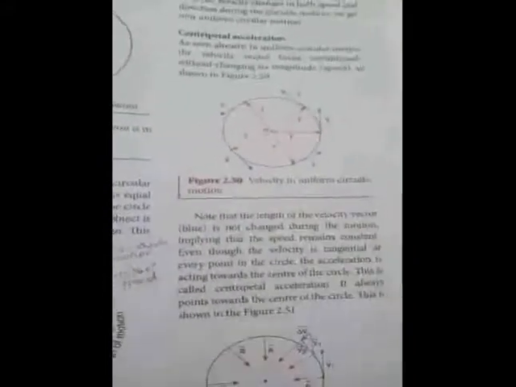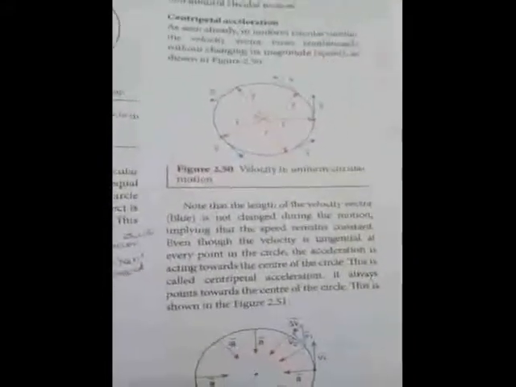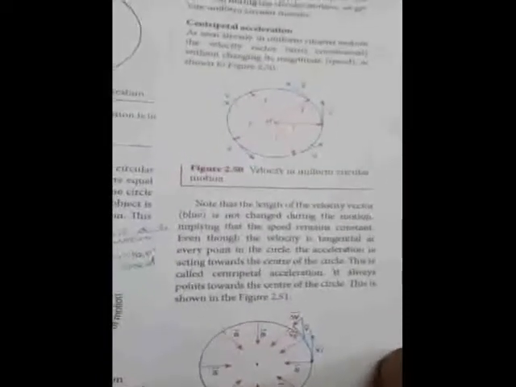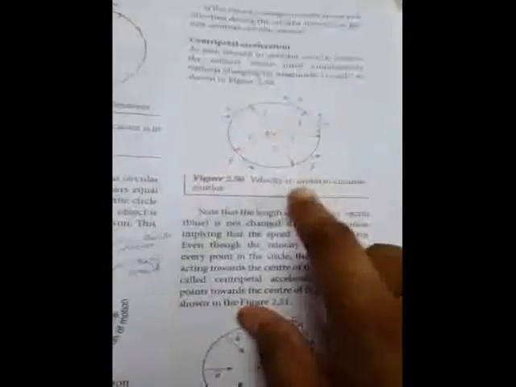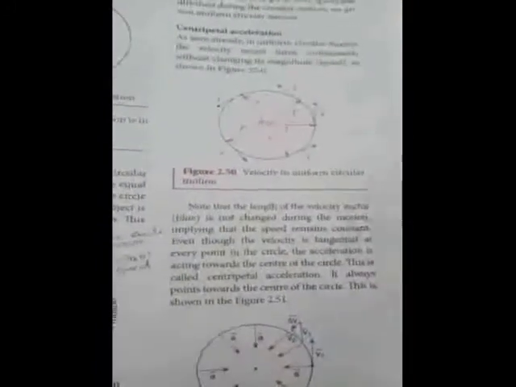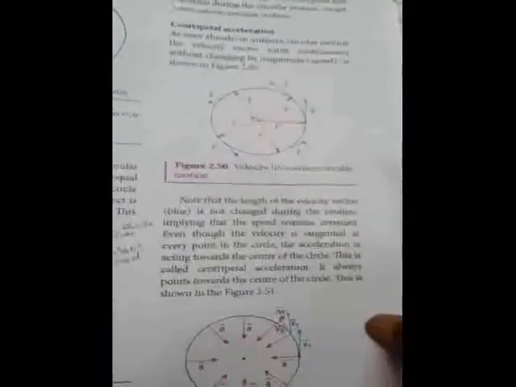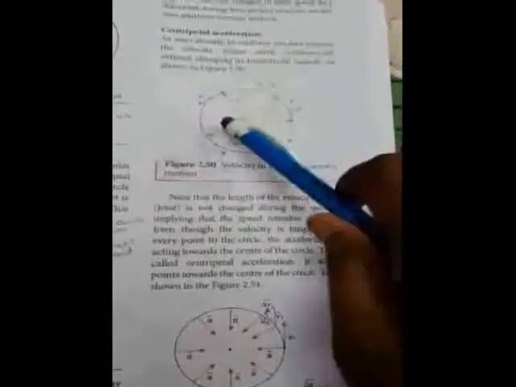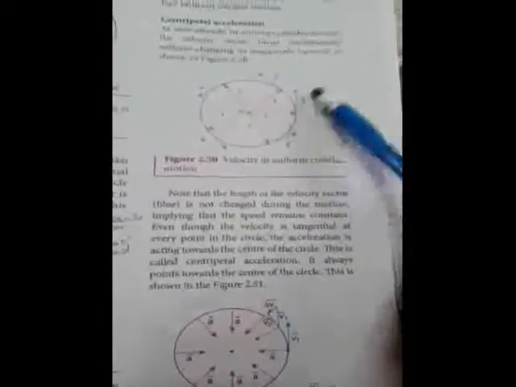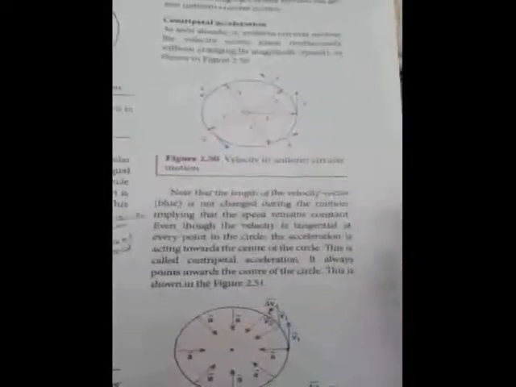Next is centripetal acceleration. We already know that acceleration is the rate of change of velocity. And what do we mean by centripetal acceleration? This centripetal acceleration comes only for uniform circular motion, not for non-uniform circular motion. So acceleration in uniform circular motion is called centripetal acceleration.